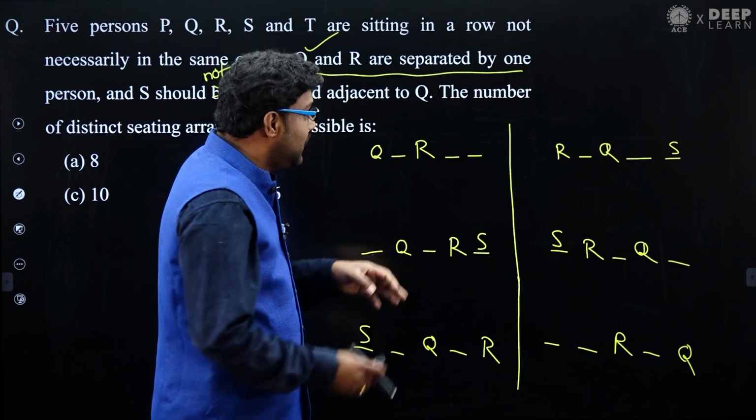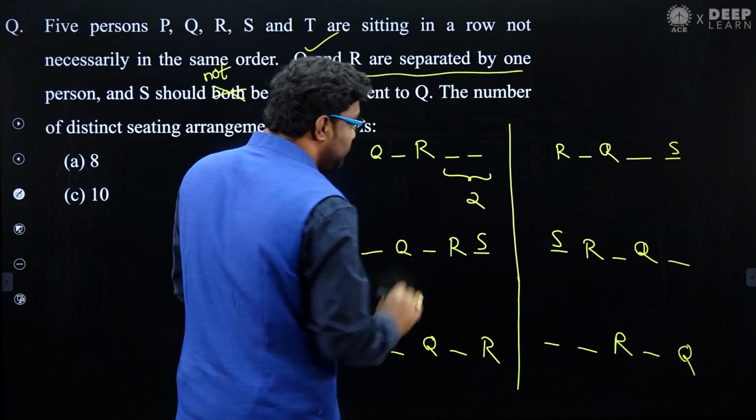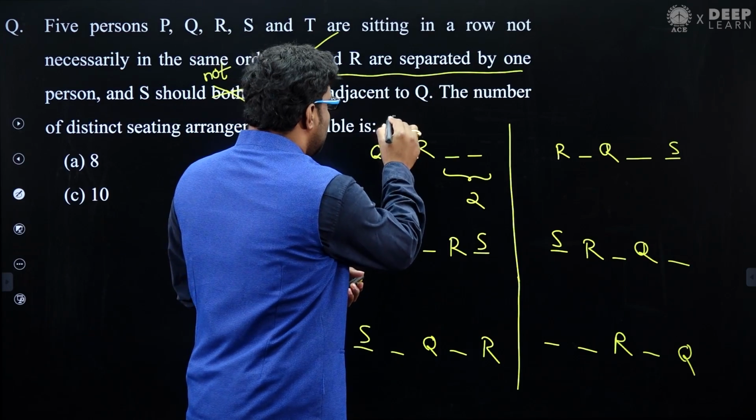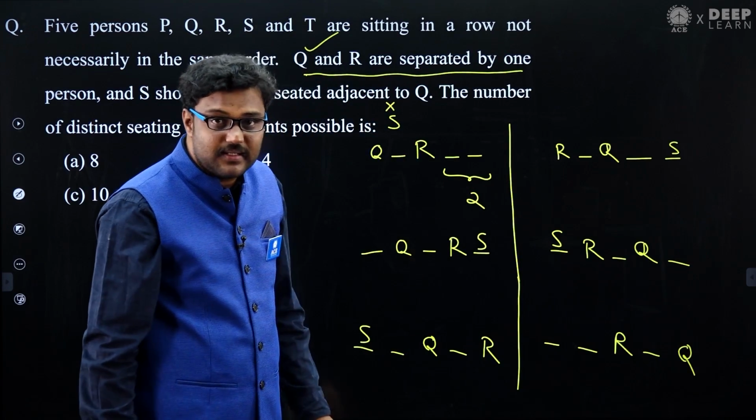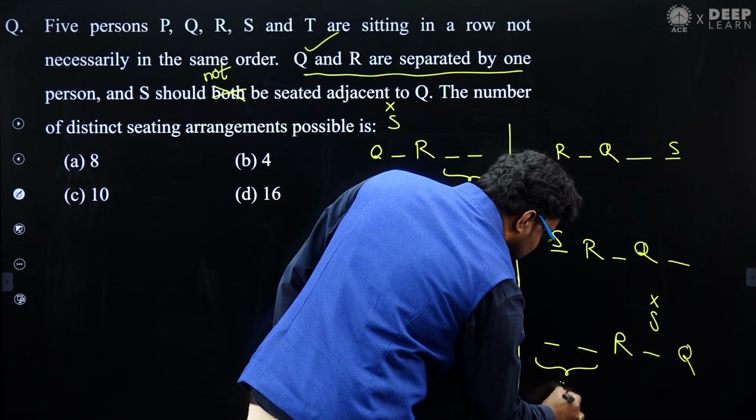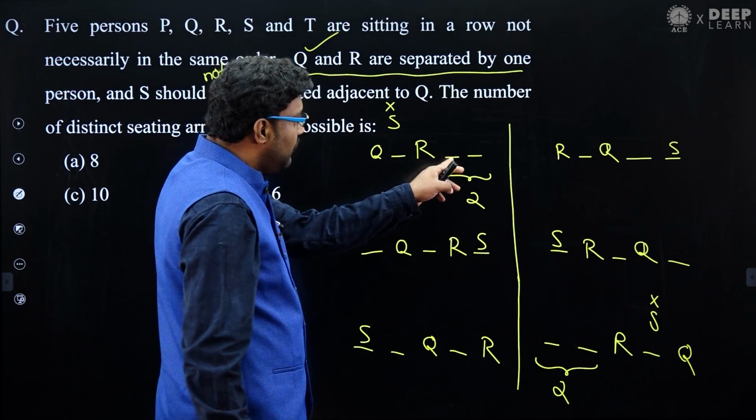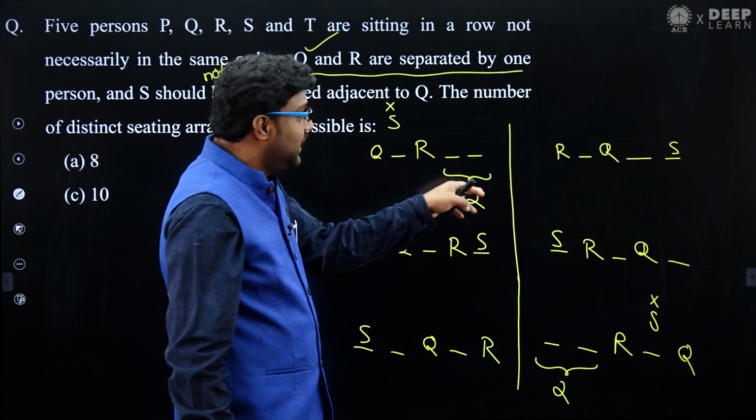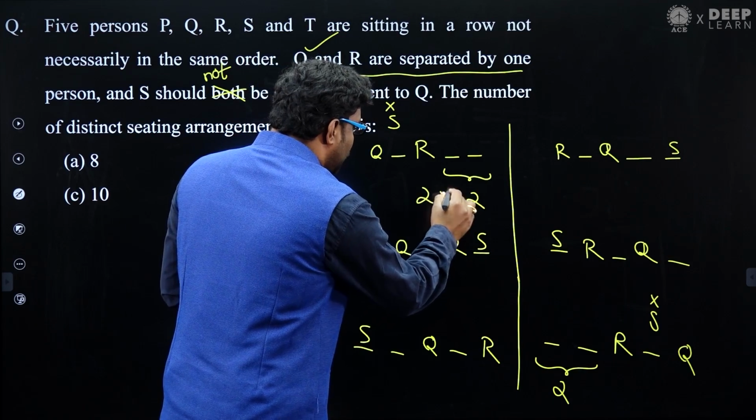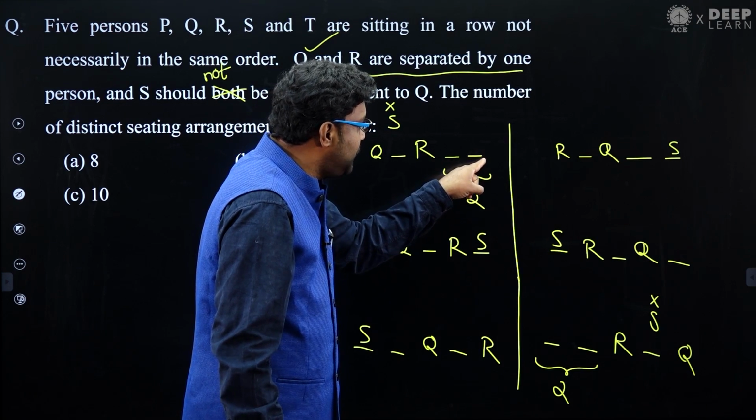S cannot be here. S is having two chances, right? S can be here or here, two ways. S can be placed in two ways. S cannot be here, but S is having two chances, right? Two ways. Then one among these places S will take, and still two places are there. P and T can be arranged in two ways. Total four chances actually.